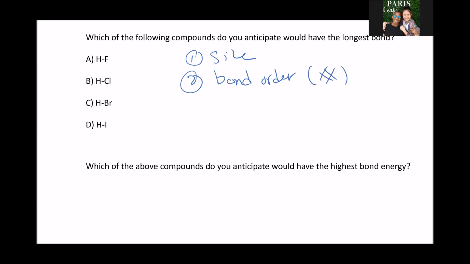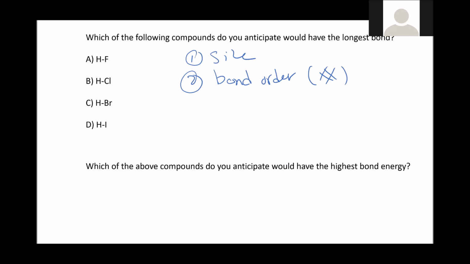Wait, I'm kind of confused on the bond order. It's just the number of bonds, as we said. As you said, the rubber band analogy: single bond, one rubber band; double bond, two; triple bond, three. All of these would have a single bond, right? Yes, that's a good thing to note here. So then, do I just look at which one has the highest, like which one's the biggest, basically? Exactly. Bond order is not a factor here because all of them have a single bond, right?